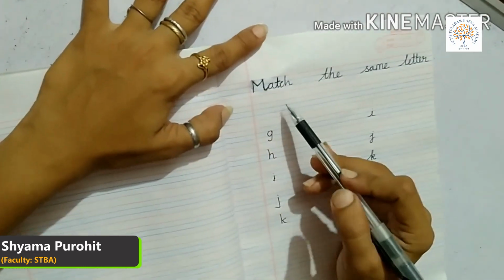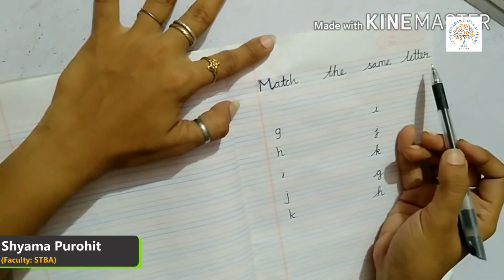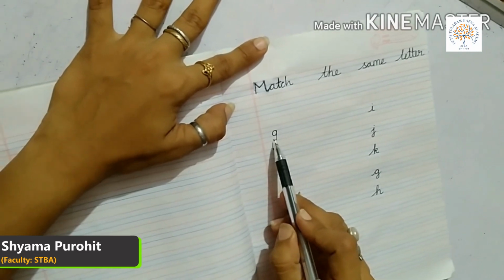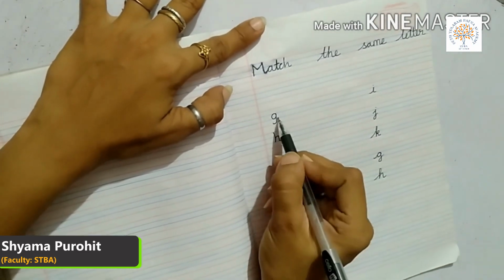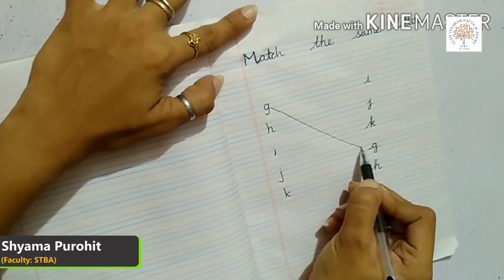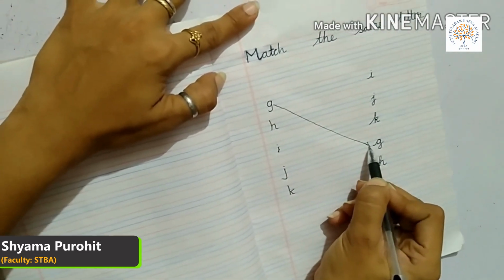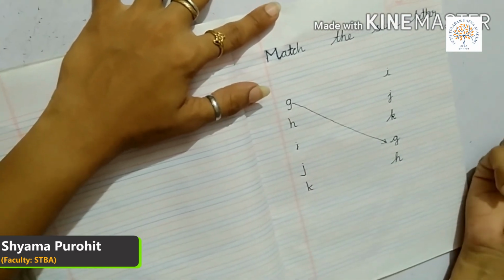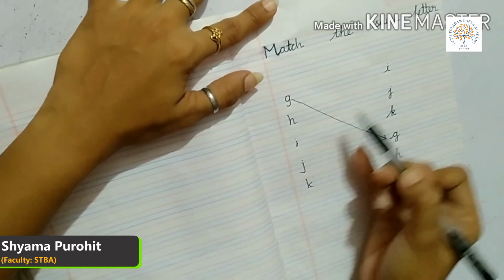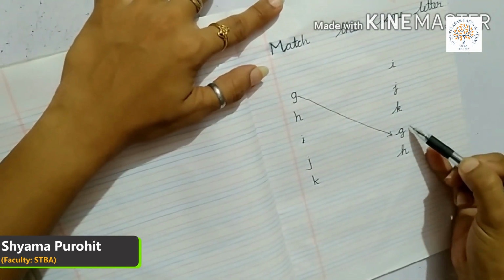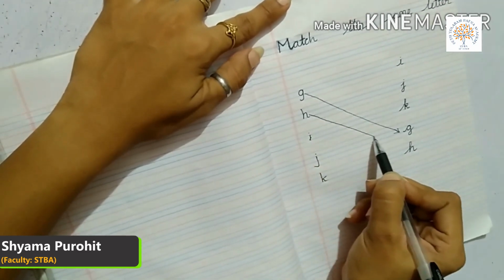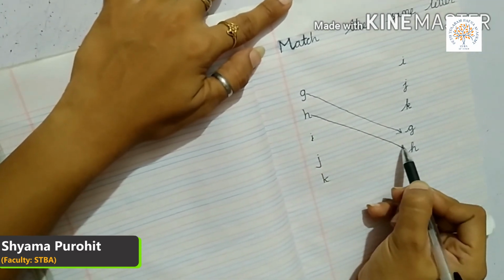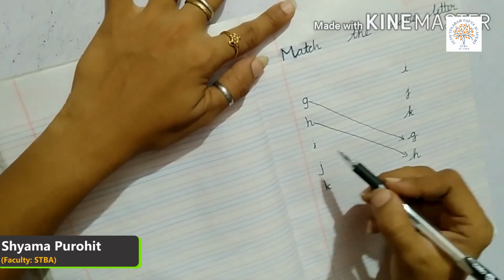Okay students, now let us match the same letters. G. Where is cursive G? Here it is. Give a straight line towards cursive G. H. Where is cursive H? Here it is. Make a straight line towards cursive H.